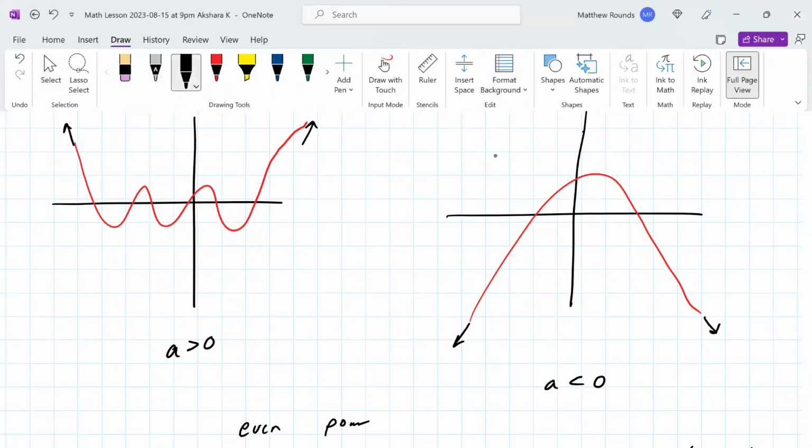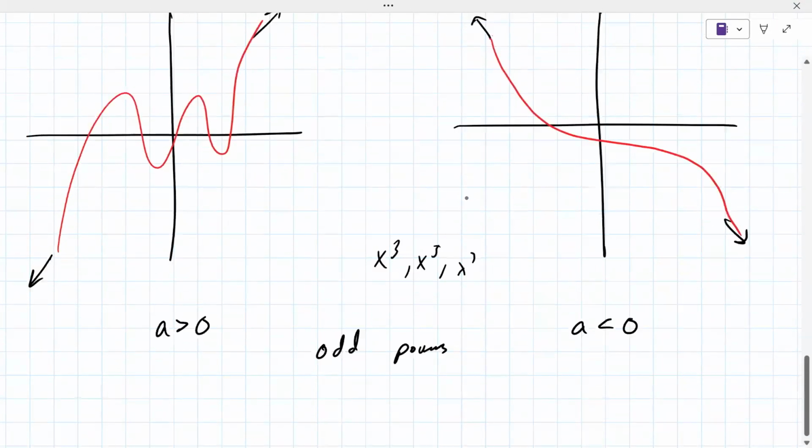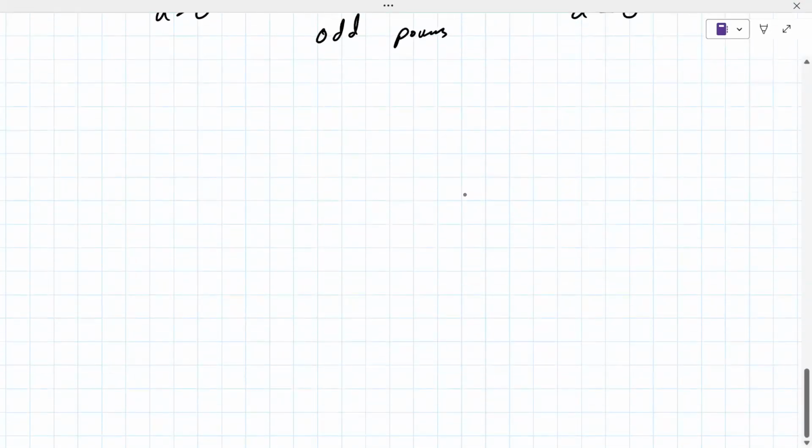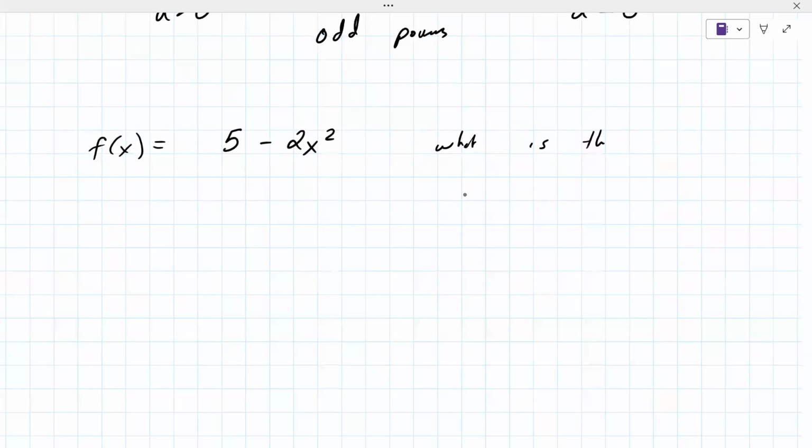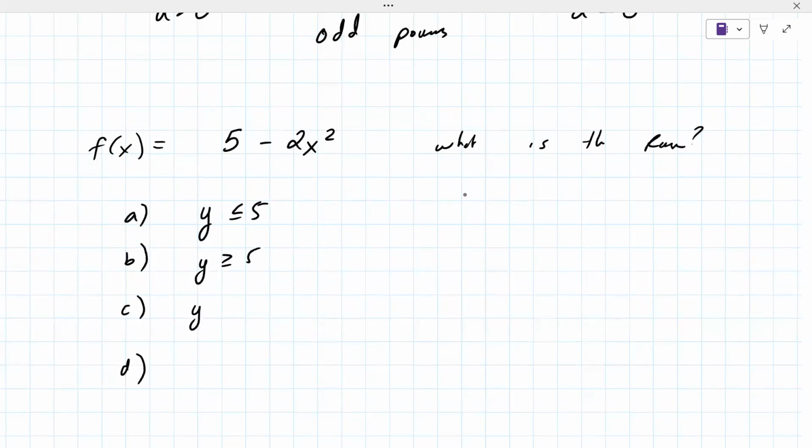So let me give you another function here. Let's say f of x equals 5 minus 2x squared, and it asks, what is the range? So this one I actually can do A, B, C, D. So y less than or equal to 5, y greater than or equal to 5, y less than or equal to 2, like that. Okay. So those are your possibilities for this one.